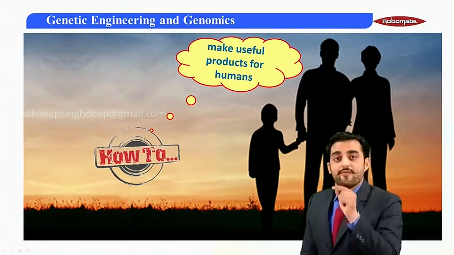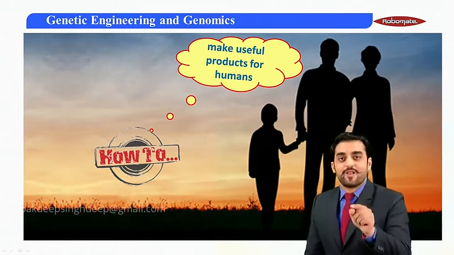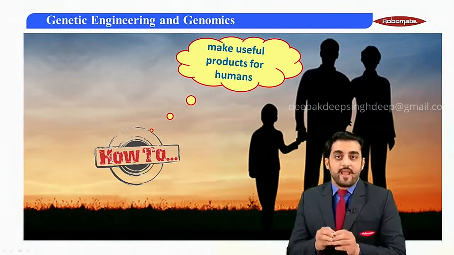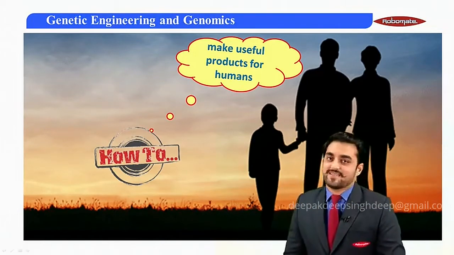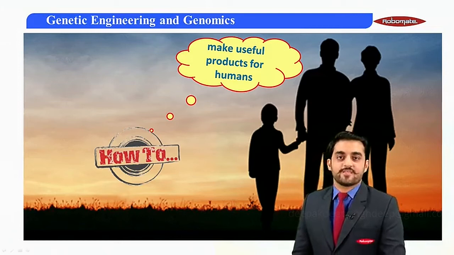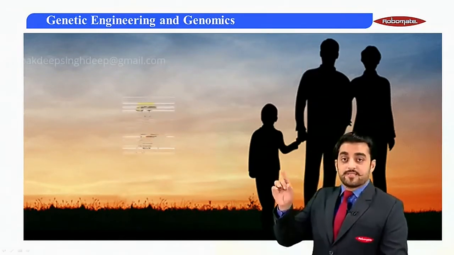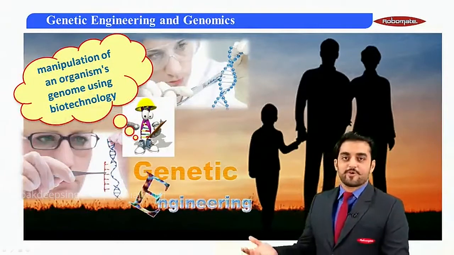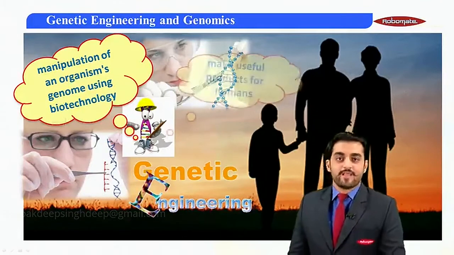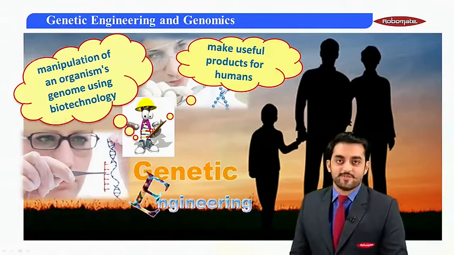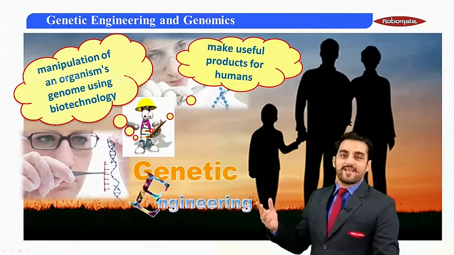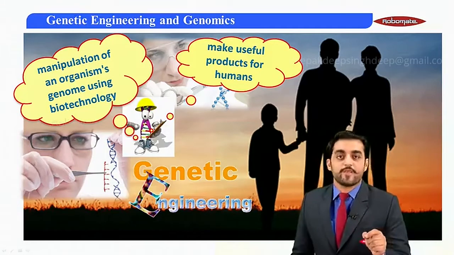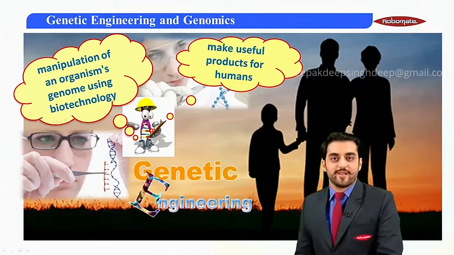It's at the gene level where I'll make the changes, because the gene is what makes us. By manipulating the gene comes the term genetic engineering. So let me define genetic engineering. Genetic engineering is the manipulation of your DNA or an organism's genome, which will make useful products for humans. So once again, genetic engineering is the manipulation of an organism's genome to make useful products by using biotechnology. Absolutely correct, my dear students.